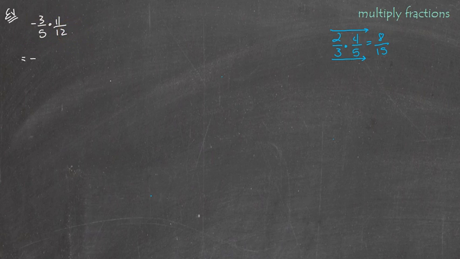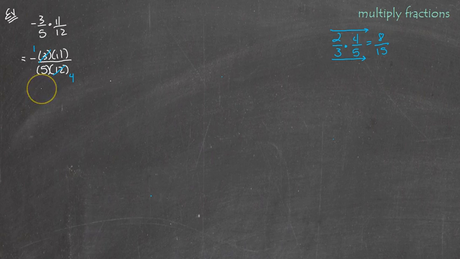You can do that, but it's easier if you multiply across, keeping them as separate values that have to be multiplied. 3 times 11 over 5 times 12. And the reason that's easier is once you get here, now you can use a cancellation. You can notice that 3 divides the factor 3, leaving a 1, but 3 also divides the factor 12, leaving a 4.